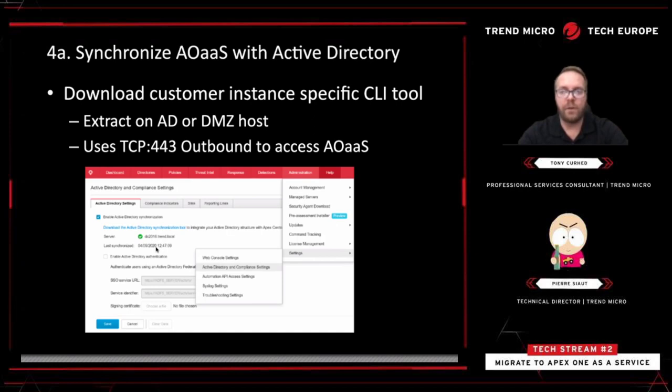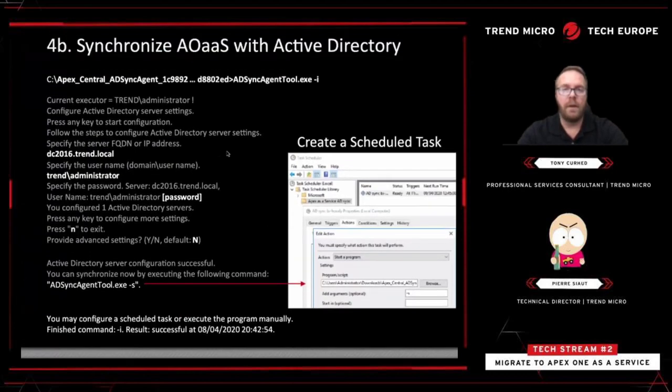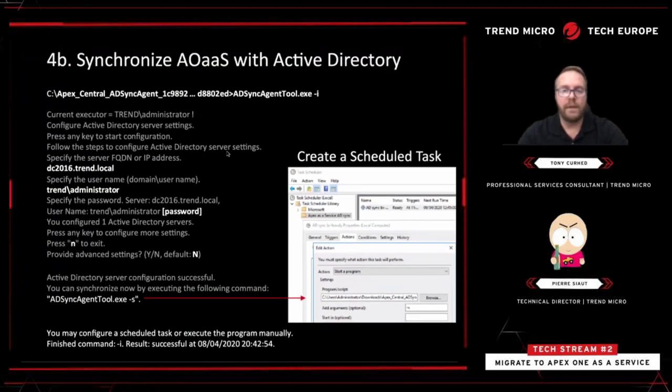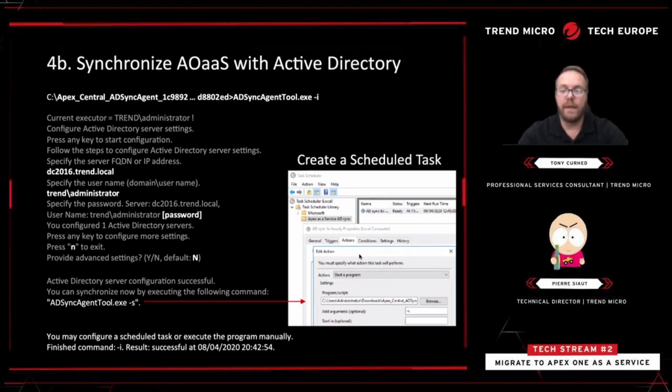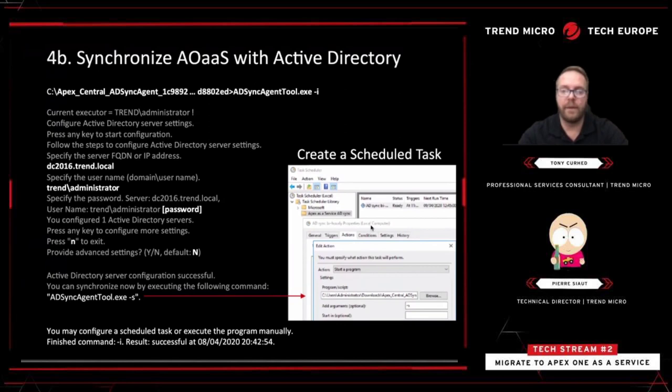As this is a CLI tool, you will then create a configuration, and the command line, which synchronizes in the end, is then used in a scheduled task. I did this test in my lab synchronizing every hour. This helps to have all users synchronized with Apex One as a Service, and then to apply the right policy based on group and username or whatever.